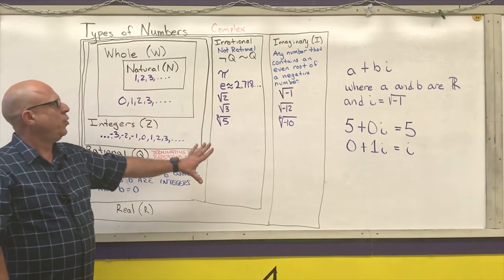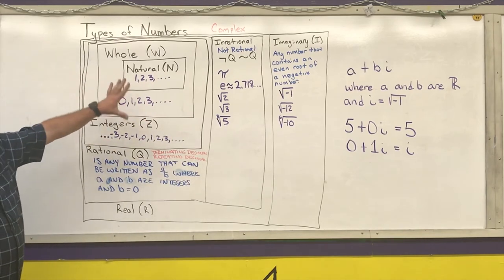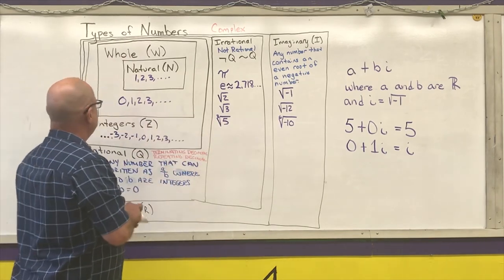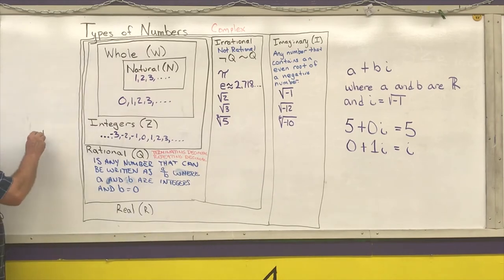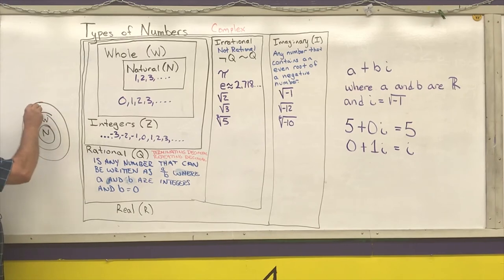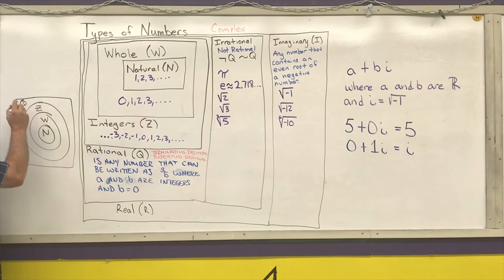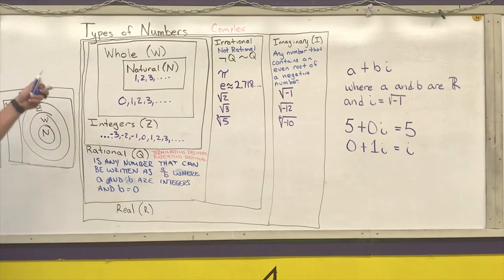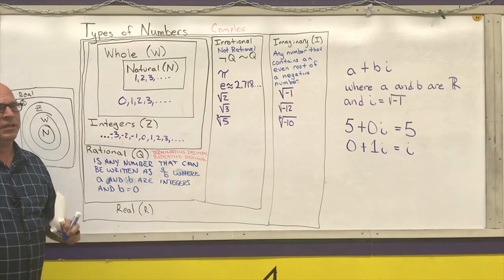You need to be able to reproduce this diagram. It doesn't have to be exactly like this. A lot of people will start with the natural numbers in the center. Then after the natural numbers, they'll put whole numbers. Then after whole numbers, they'll put integers. Then after the integers, they will put Q, which is the rational, and not Q, which is irrational. All of these are real. And then they continue on like I did, adding the imaginary. I don't care how you represent the diagram, but you need to be able to place numbers within things on the diagram.